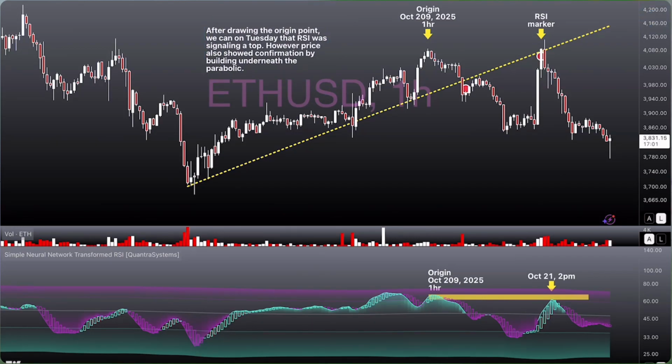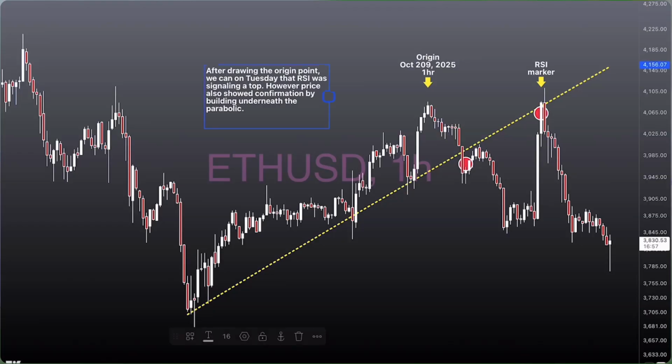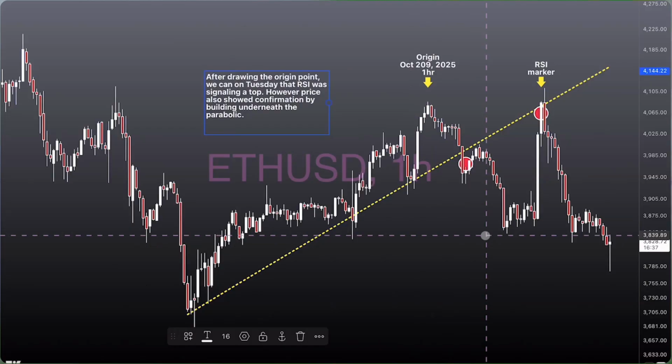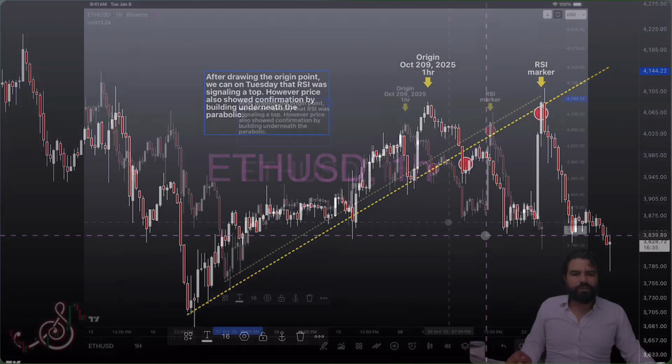So we got case number one. We got one reason to trade on Tuesday. Number one. Number two, price showed confirmation. Now this is our parabolic. I'm now going to show you the gesture.